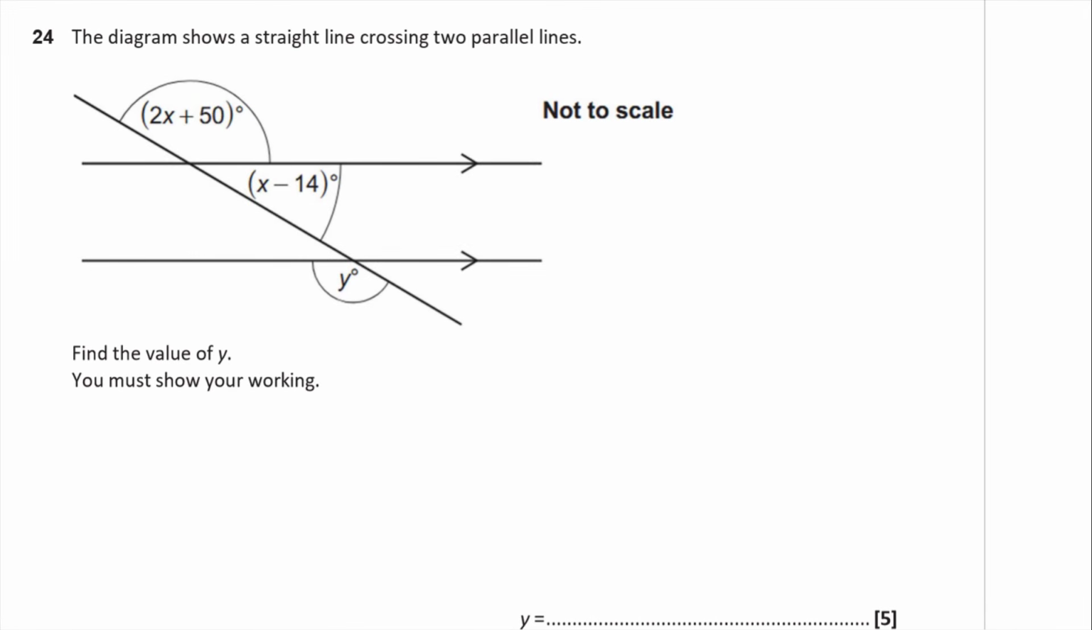Question 24. The diagram shows a straight line crossing two parallel lines. Find the value of y. You must show your working. Okay. So what have we got here? So we've got angles in parallel lines.